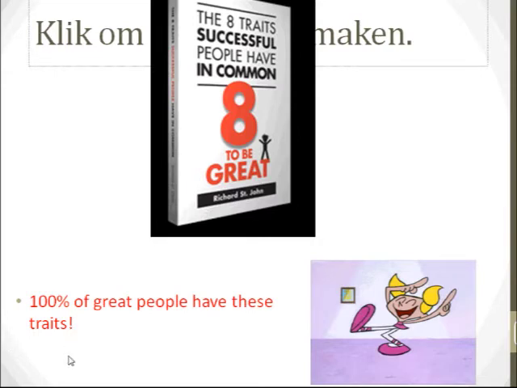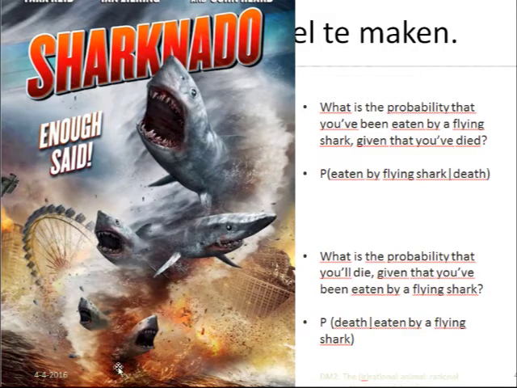But it isn't the same as the probability of being great given that you have those 8 traits, which is the only thing you can make sure, or the only thing you can strive towards after reading that book. So that confusion in probabilities is why people make this error. In some situations it's difficult to see why you can't inverse those probabilities. In other situations, like in a Sharknado example, it's very obvious.